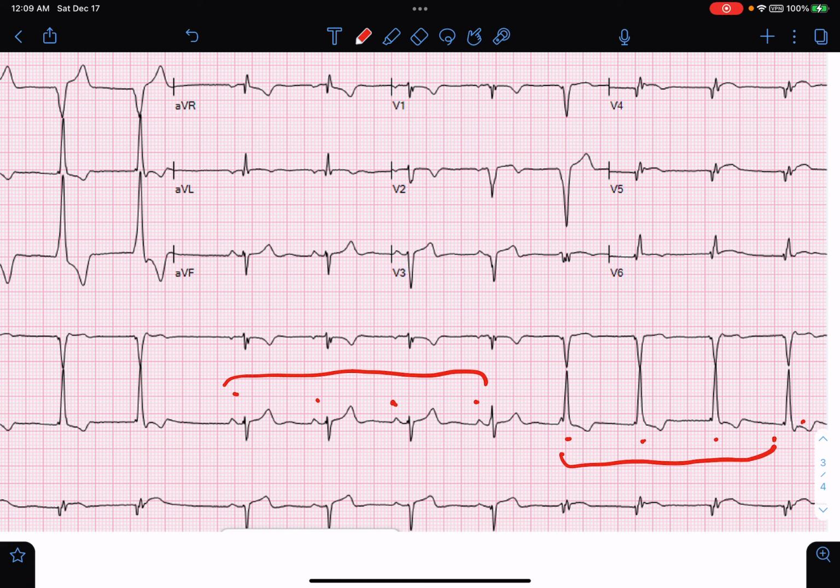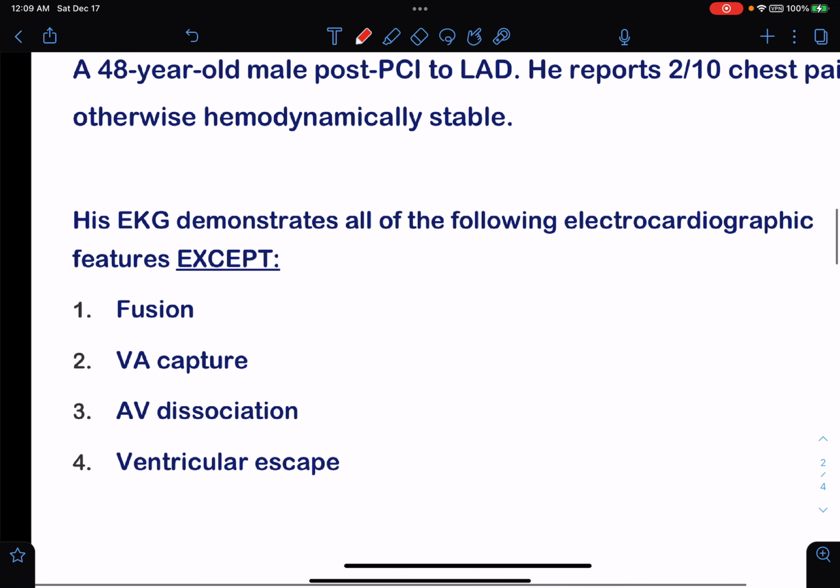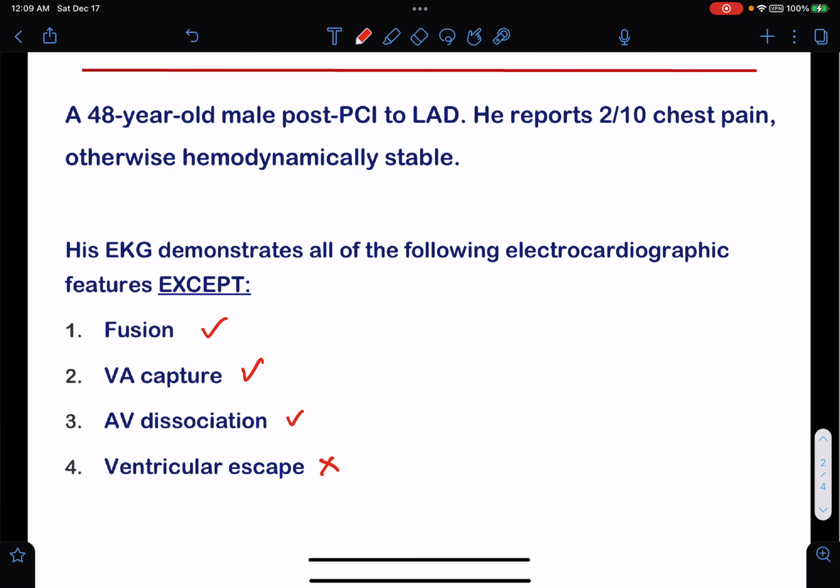So this answer here is the correct answer. There is no ventricular escape, but there is fusion, there is VA capture, and there is AV dissociation. I hope this helps, and thank you so much for your attention.